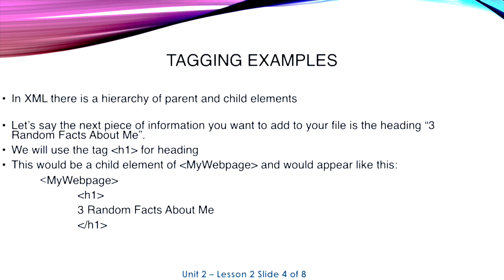In XML, elements can be described as parent and child elements. So, in a file, each child element is displayed one tab inwards from its parent element. Let's say the next piece of information you want to add to your file is the title, and you want to call it 3 Random Facts About Me. We will use the H1 tag for heading. This would be a child element of My Webpage and would appear one tab inwards, as you can see on screen.